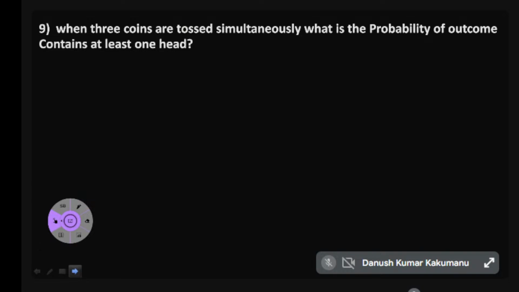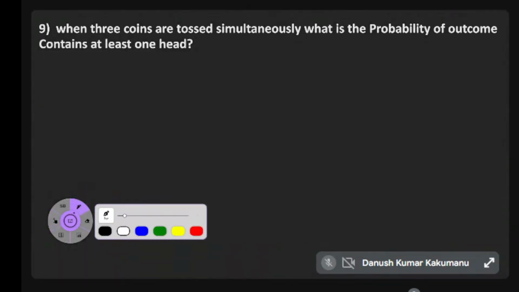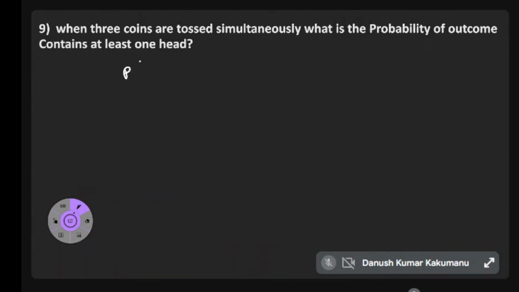Yeah, what is the answer? When 3 coins are tossed simultaneously, what is the probability that the outcome contains at least 1 head? 7 by 8 is the answer. At least 1 head: 7 by 8. Yeah, coming to the next.